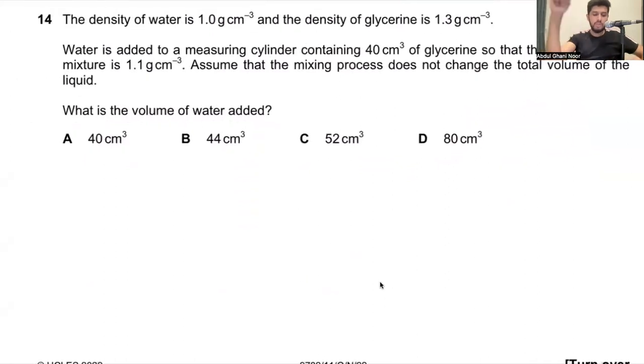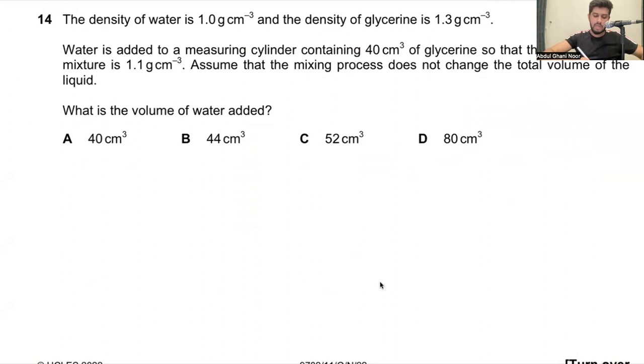Question 14 says the density of water is 1 gram per centimeter cube and the density of glycerine is 1.3 grams per centimeter cube. Water is added to a measuring cylinder containing 40 centimeter cube of glycerine, and the density of the mixture is 1.1 grams per centimeter cube. Assuming that the mixing process does not change the total volume of the liquid, what is the volume of the water added?